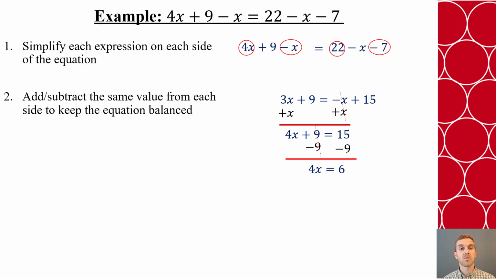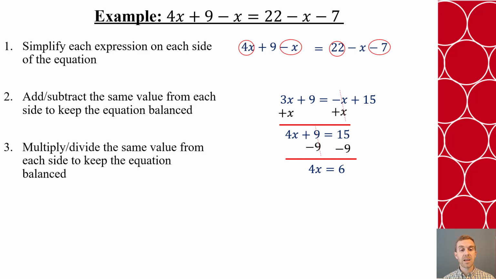Now I can move on to the multiplication and division. Here I have 4 times x, so I'm going to divide both sides by 4. 4 divided by 4 would become 1x. 6 divided by 4 is 6/4, and I could simplify that then to 3/2.